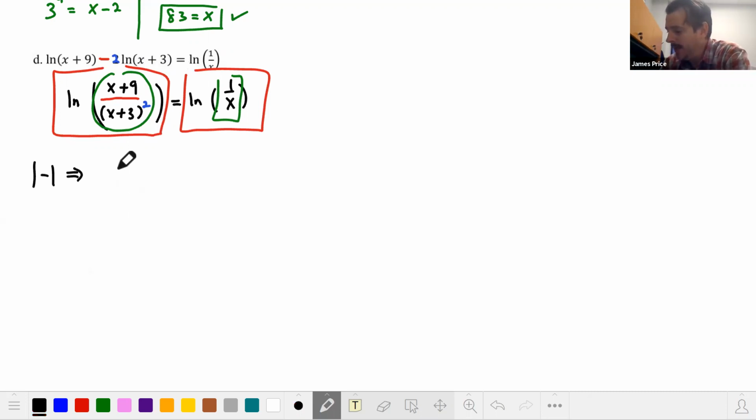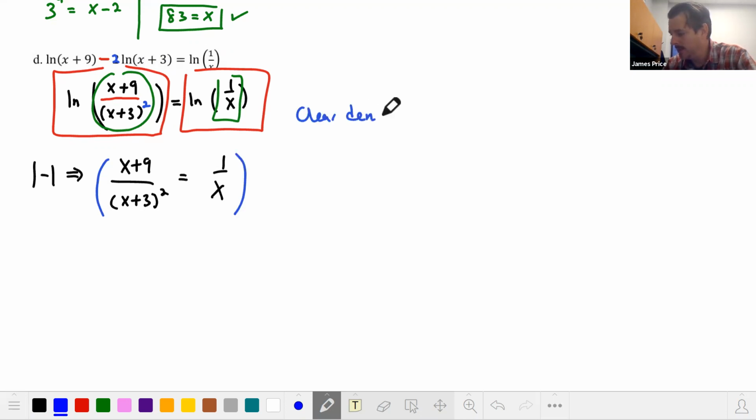So right here, I can write x plus 9 divided by x plus 3 quantity squared has to be equal to 1 over x. And so I go from a logarithmic equation down to a rational equation. And remember, to solve rational equations, we got to do that thing called clear the denominators. Very powerful little technique here, right? Clear the denominators. So we simply multiply by an x on both sides because there's an x here.